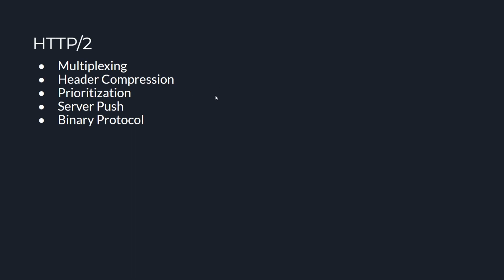Then we have prioritization. HTTP2 allows clients to specify the priority of each resource, which helps in optimizing the load of critical resources first. We have server push, where the server pushes some data to the client before the client requests them. This further reduces latency and speeds up the load time of our website. Binary protocol: while HTTP1 uses plain text for communication, HTTP2 uses a binary protocol, which is more efficient for parsing and transmission.